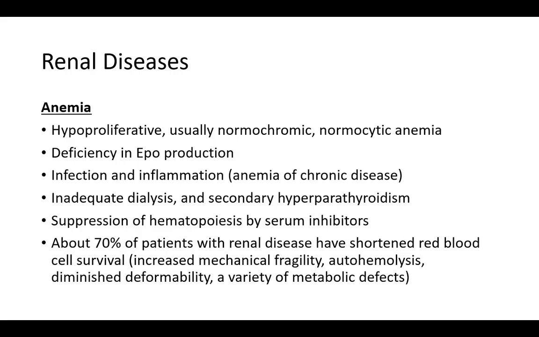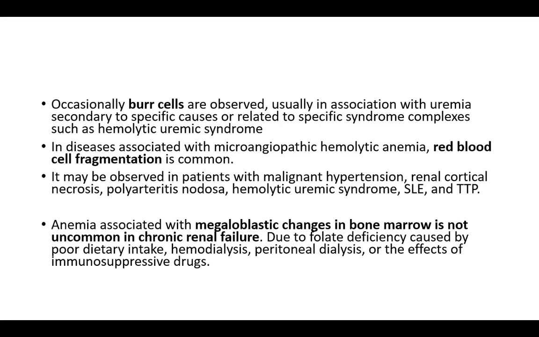Hyperproliferative anemia, usually normochromic normocytic anemia. Again, it is in the nature of the anemia of chronic infection, chronic inflammation. Inadequate dialysis and secondary hyperparathyroidism may aggravate the anemia in those patients. Also, hematopoiesis may be suppressed by some serum inhibitors. Most patients with renal disease have shortened red cell survival due to a number of factors.